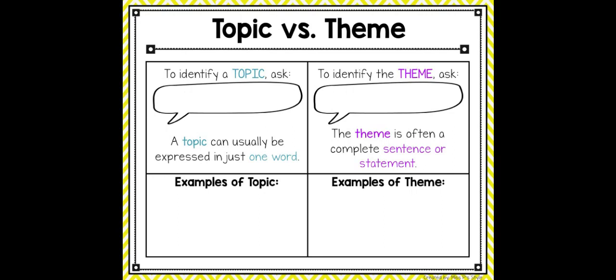Let's take a look at the difference between a topic and a theme. To identify a topic, ask, what topic is the story or writing about? A topic can usually be expressed in just one word, like the topics we just read on the last slide. To identify the theme, ask, what does the story or writing say about the topic? The theme is often a complete sentence or statement.